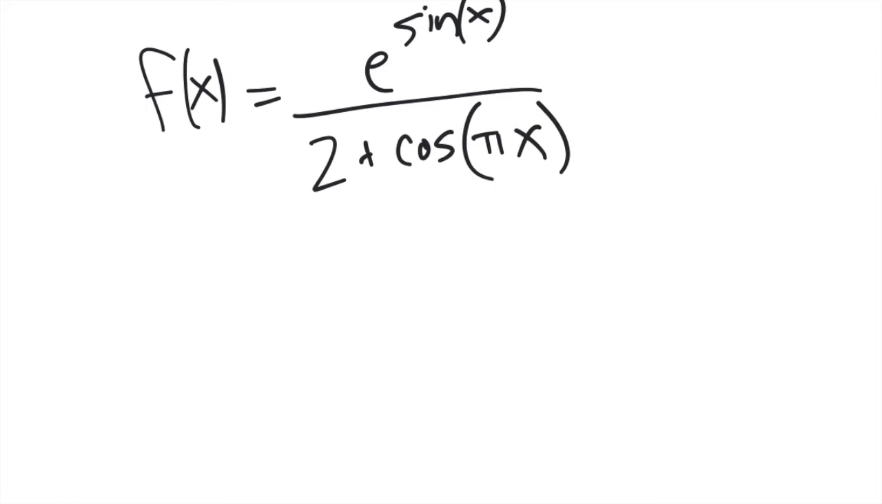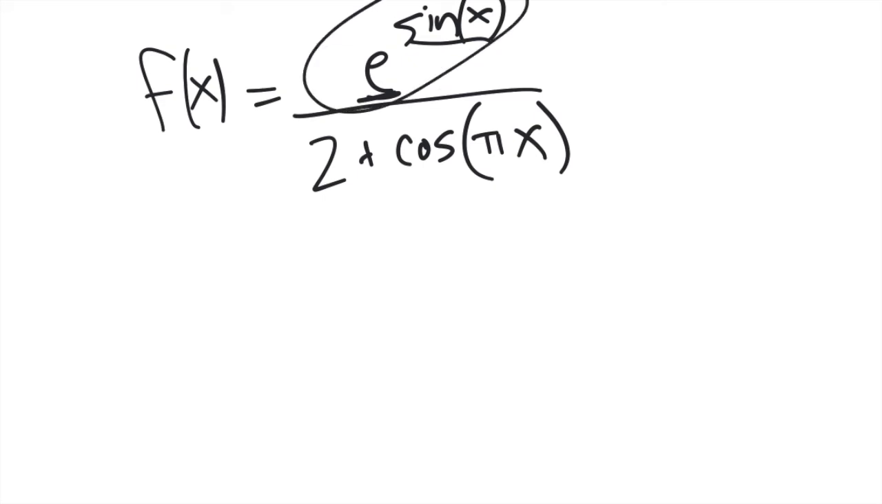Okay, so let's take a look at this individually. The sine of x, the domain is all real numbers. A function that's e to the x, the domain of e to the x is also all real numbers. Okay, so do we have any issues with domain on the top?